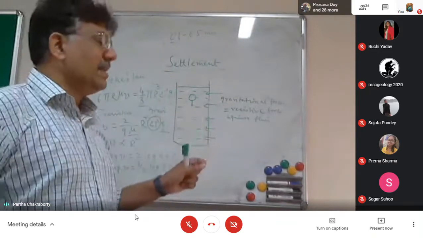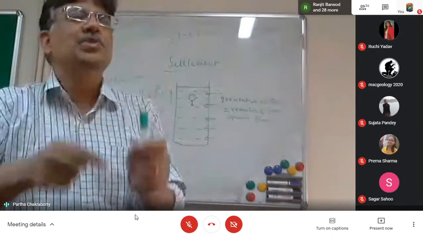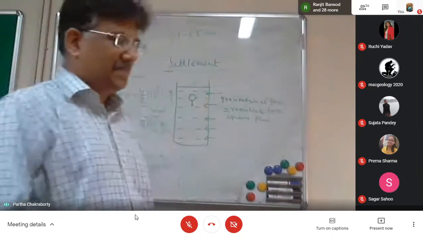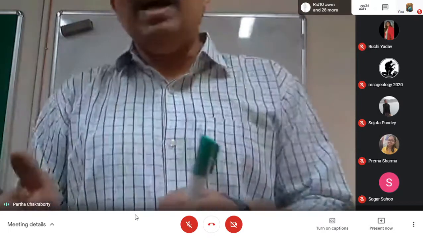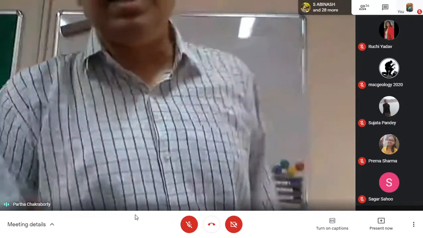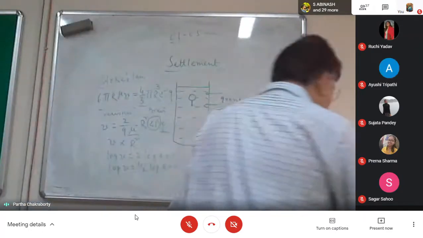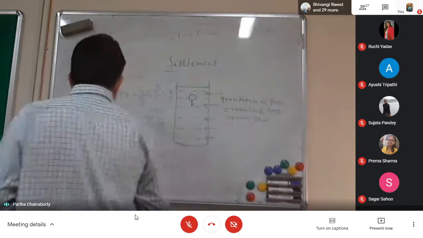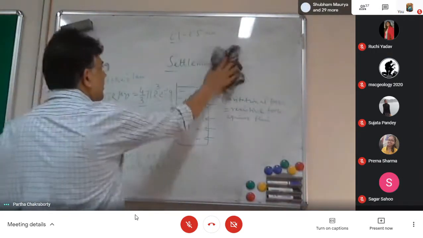Now again, the problem is that it is not possible to measure the individual grain settling velocity. There is a grain mixture, and can you measure the settling velocity of an individual grain? It is not possible. So how can we solve this problem of measuring the settling of individual grains?